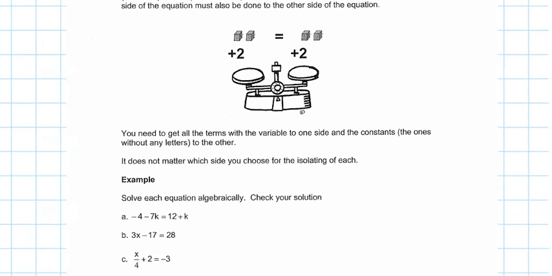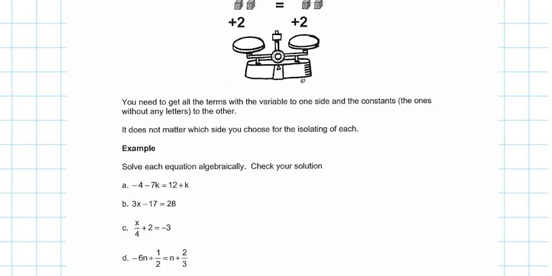So your goal is to keep the letters on one side, and keep the numbers on the other side. Okay? So you need to get all the terms with the variables to one side, and the constants, so the ones without any letter, to the other side. Now, it does not matter which side you choose for the isolation of each. So here's what we're going to do.